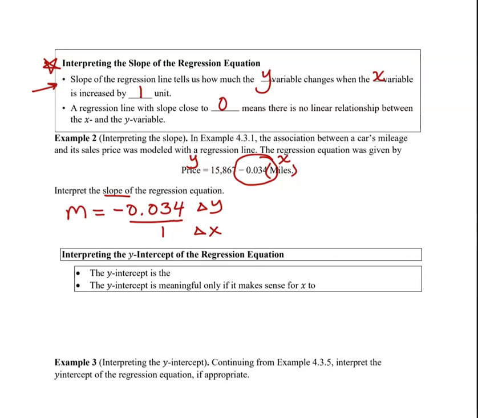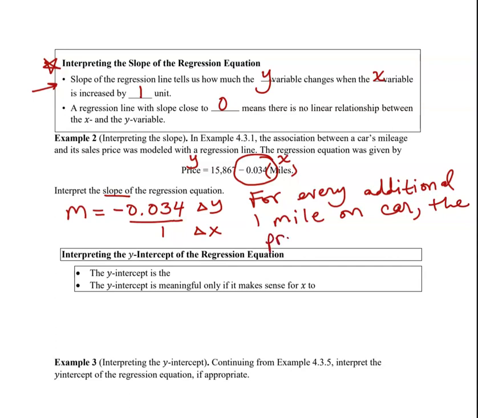So how would we interpret this? We would say for every additional unit for the X value, right? So for every additional 1 unit, so for every additional 1 mile in this case, because that's the X variable, on the car, the price drops or tends to drop by, and why am I saying drops? Because this is negative. That means we have a negative correlation. So as the mileage goes up, the price of the car tends to go down.